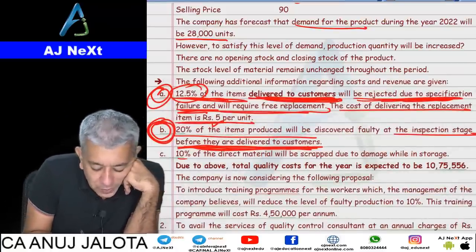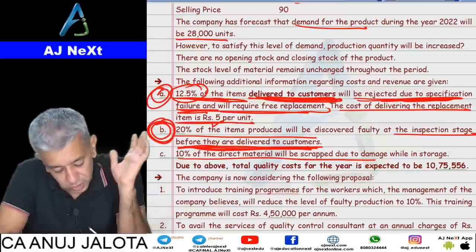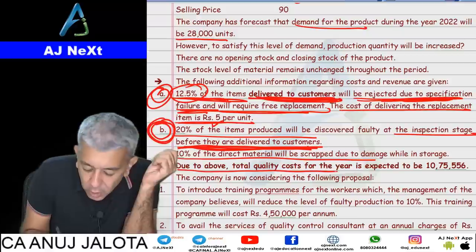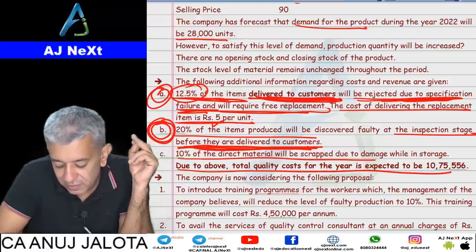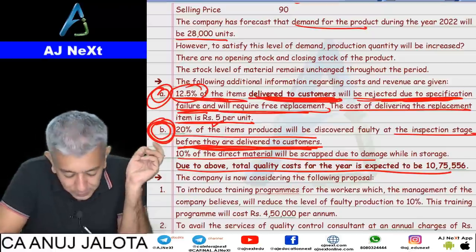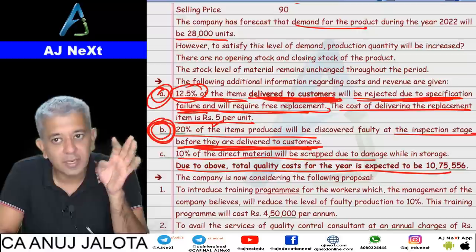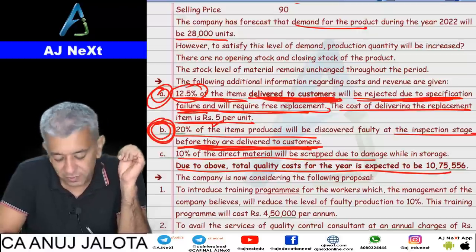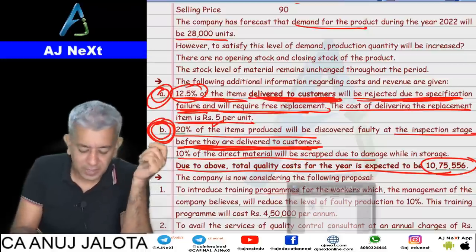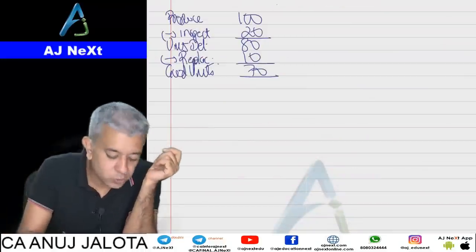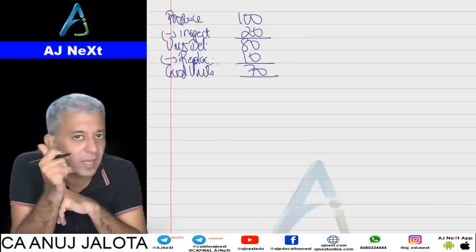नाउ 10% ऑफ द डायरेक्ट मटेरियल विल बी स्क्रैप ड्यू टू डैमेज व्हाइल इन स्टोरेज. चलो ठीक है, ड्यू टू द अबव टोटल क्वालिटी कॉस्ट फॉर द ईयर इज एक्सपेक्टेड टू बी 1075,556. चलो ठीक है, तो वो लोग क्या बोलते हैं कि करंटली जो कॉस्ट ऑफ क्वालिटी है दैट इज 1075,556. ओके, चलो ये वाला चीज ना मैं तुम लोगों को प्रूव करके दो मिनट के अंदर बता भी देता हूं. ठीक है, सुनो, अभी आईसीएआई ने ना इस क्वेश्चन के अगेंस्ट एक और ऑप्शन दिया हुआ है कि आप वैसे भी कर सकते हो.